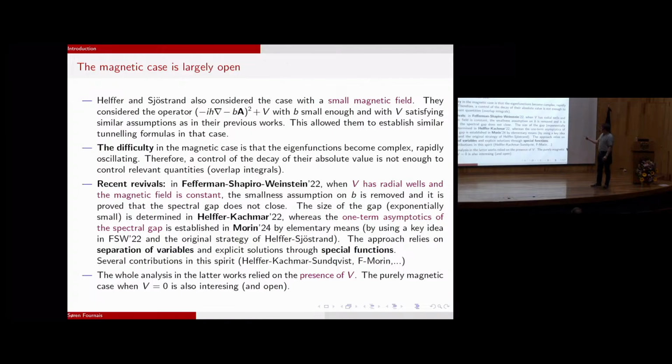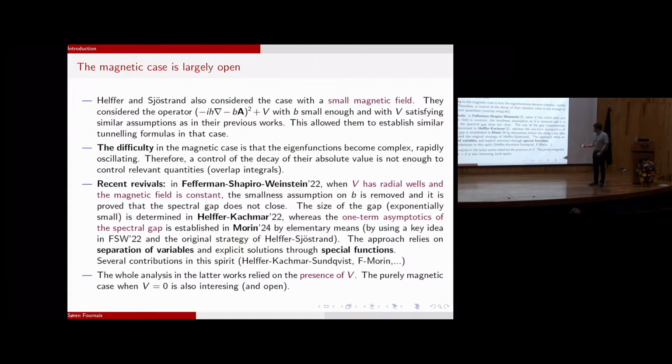It was actually that situation, the simplest possible, where you have a constant magnetic field and 2 electric wells, where it was open even whether there was an exponential decay with a 1 over h, maybe even whether the tunneling could be 0, whether it could have degenerate eigenvalues or not. But that has now been solved through a sequence of works, in particular starting by Fefferman, Shapiro, Weinstein in 22.